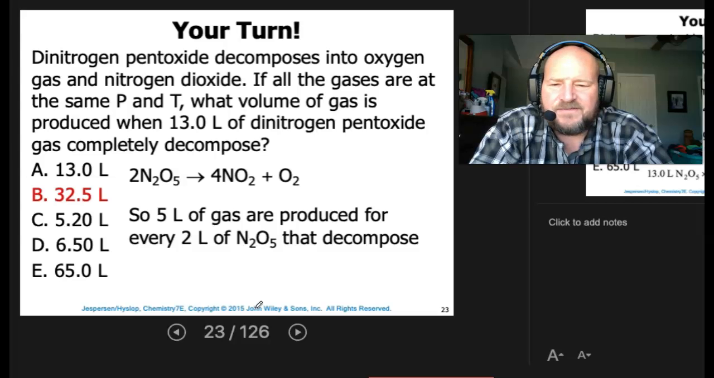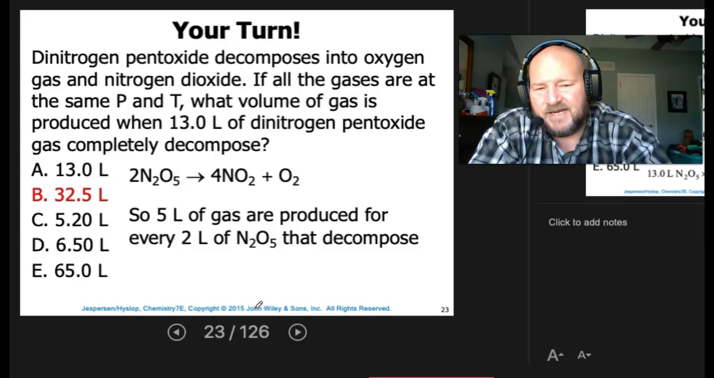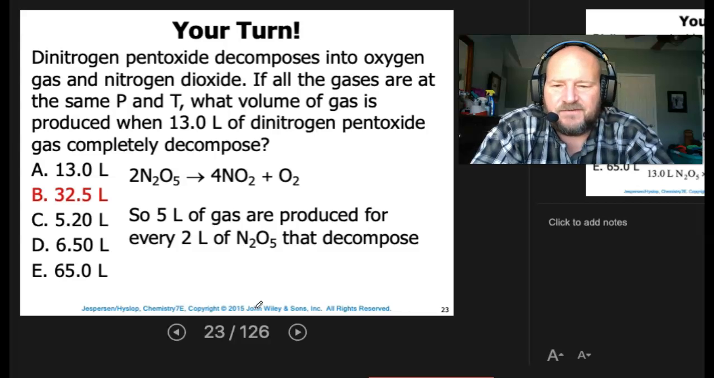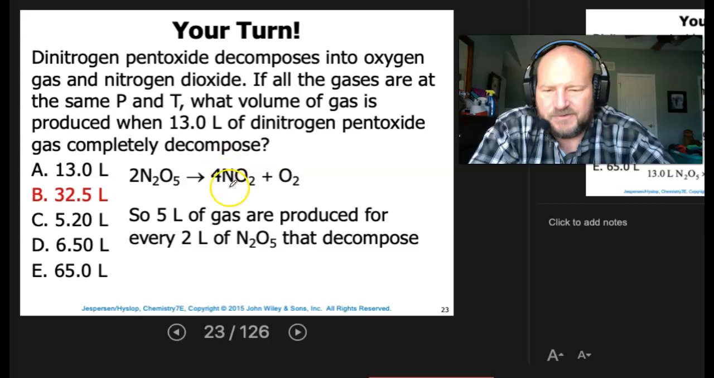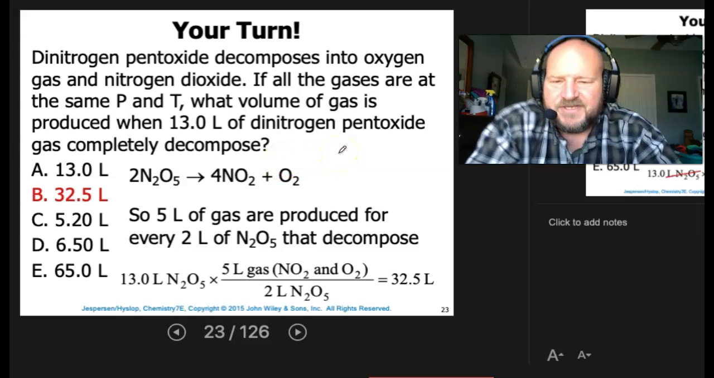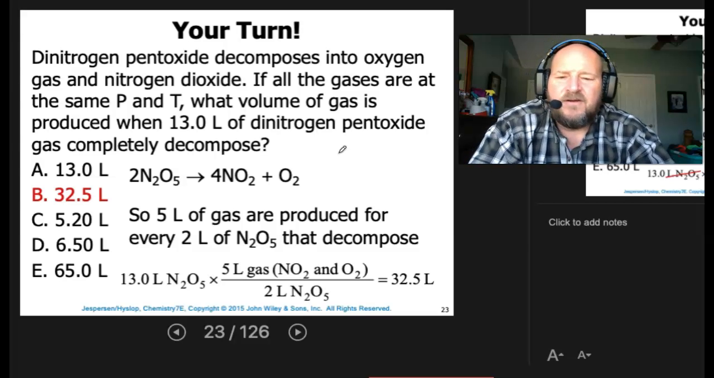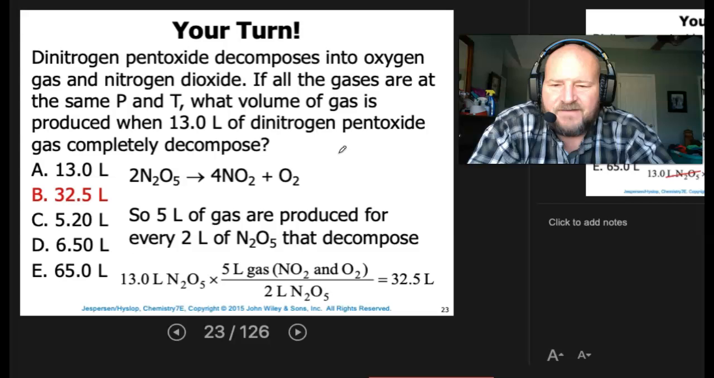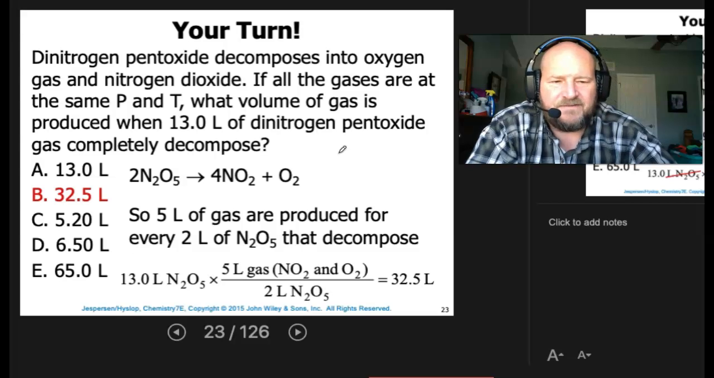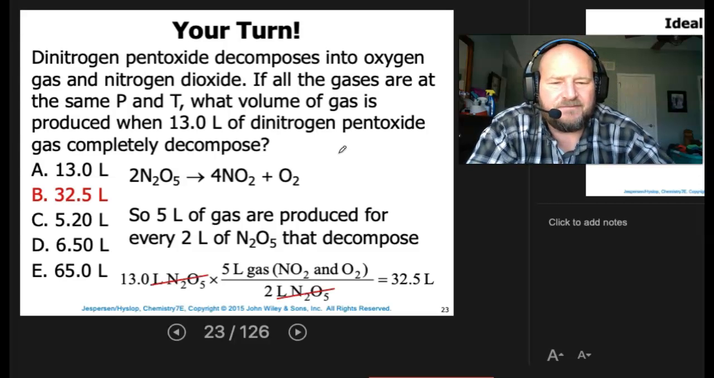Now, how did we get that? How do we know it's 5 liters of gas? Well, here, remember, we're going to sum up the sides. So we have 2 units on the one side producing 4 and 1. That's where we get the 5 from, right? So for every 2 units here, we're going to produce 4 units of this one, 1 unit of that one. That means this side we're going to have 5 units altogether. So then we're going to start with our 13 liters of the dinitrogen pentoxide. We know we're going to make 5 liters of gas for every 2 liters of the dinitrogen pentoxide. That's how we get the 32.5. Liters of N2O5 cancel out.